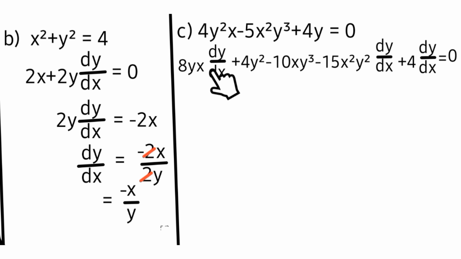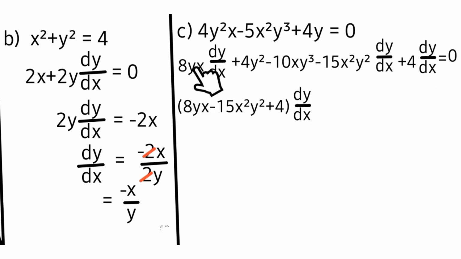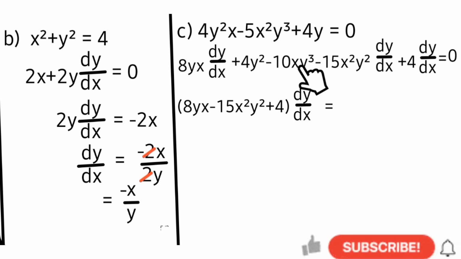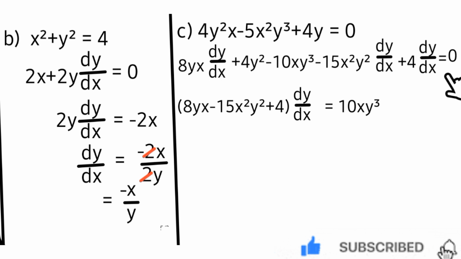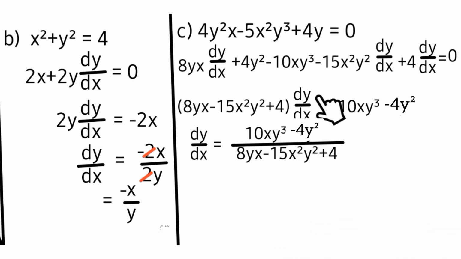Now let's bring all the values with dy/dx together. That is this value, and then plus 4 dy/dx, taking minus 10xy raised to power 3 to the right hand side. The minus sign goes, taking plus 4y squared to the right hand side. So dy/dx will be equal to these values divided by these values.